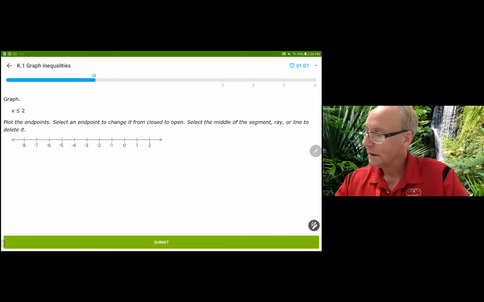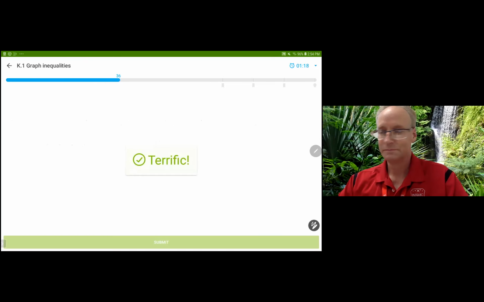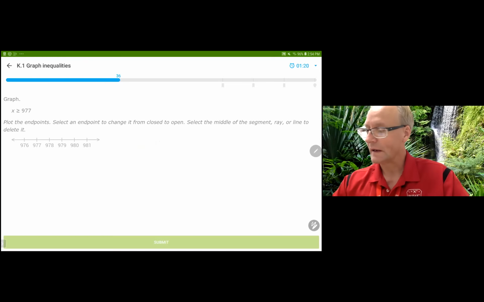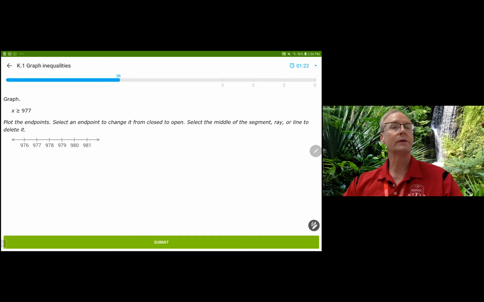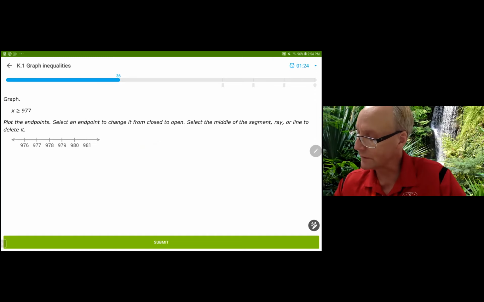And x is less than or equal to 2. So we have to go to 2. We want all those points, and 2 is included. Let's see what we got next. X is greater than or equal to 977. And there it is.